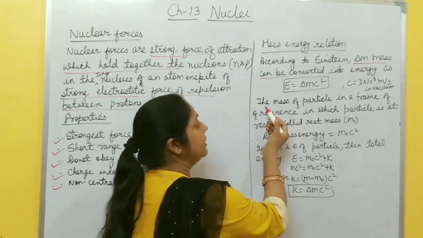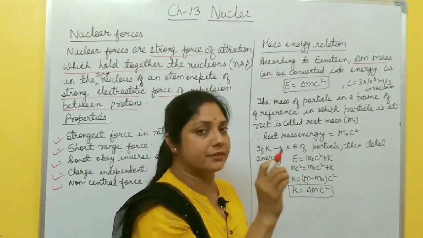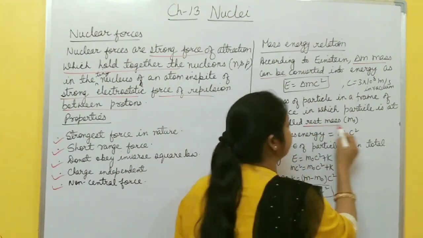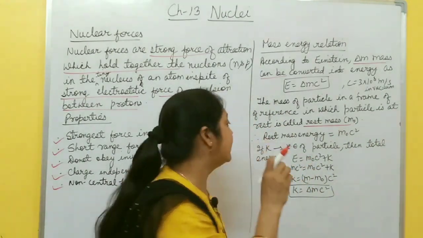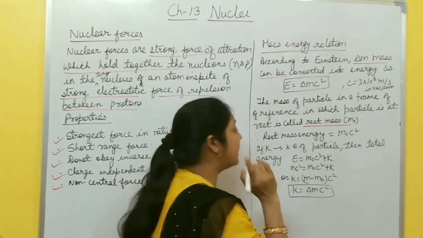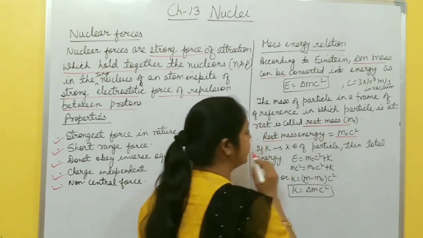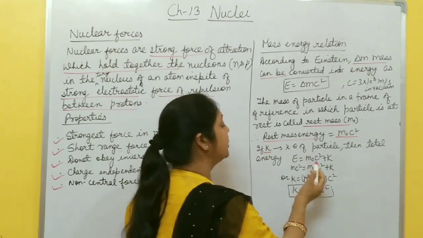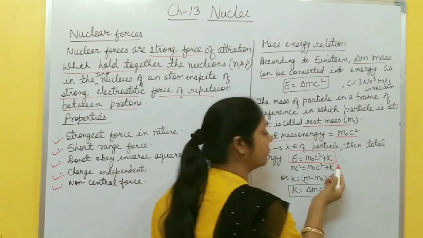Okay. Next, the mass of particle in a frame of reference in which particle is at rest. When the particle is at rest, its mass is called rest mass. It is represented by m naught. So, total energy of any particle is sum of kinetic energy plus rest mass energy. Rest mass energy is what? M naught c square. This is rest mass energy. And suppose K is kinetic energy of particle. Then total energy of particle is rest mass energy plus kinetic energy, M naught c square plus K.